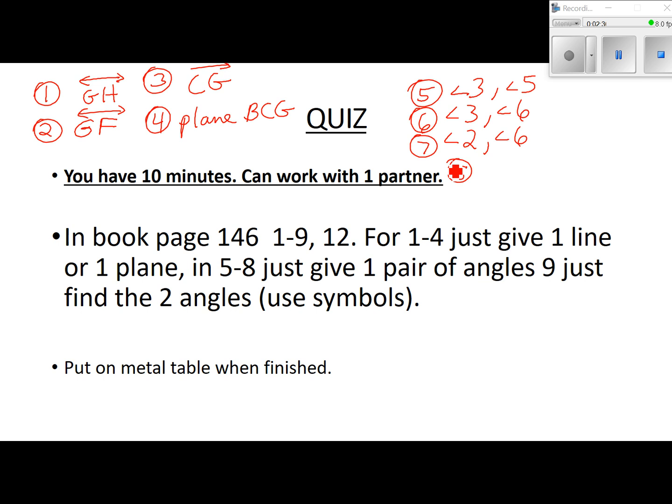Number 8. Let's see. Alternate exterior. 1 and what? 8. Is that what you said? 1 and 8. Everybody agree with that? Number 9 said find the measure of those two angles. What can you tell me about angle 1 and that 138 degrees? They have to add up to 180. So somebody subtract that for me. What do you get? 42. How about angle 2? What is it? 42 also.